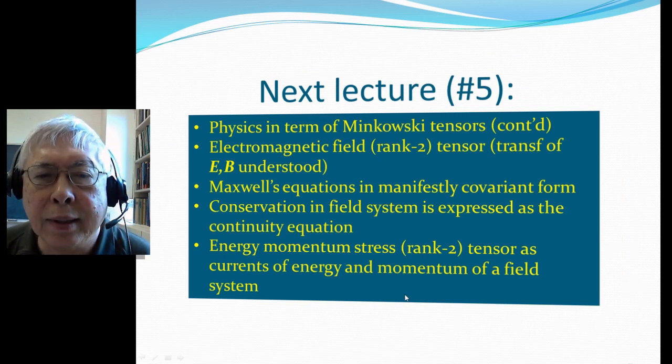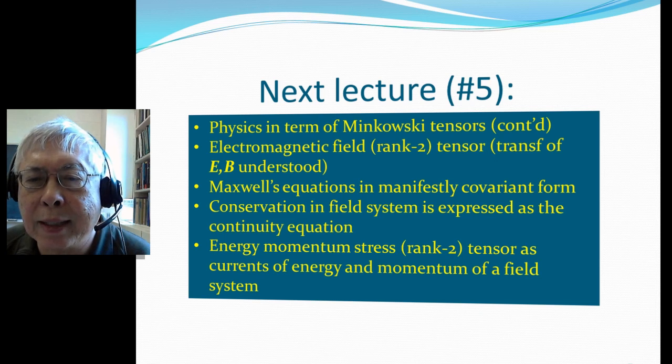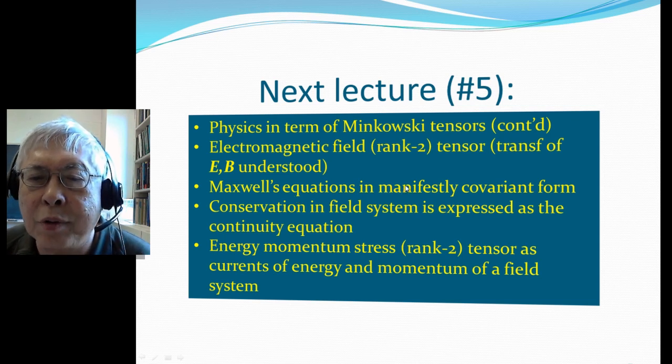So next lecture, lecture number 5, we continue to talk about physics in terms of Minkowski tensors. In particular, we're going to talk about the electromagnetic field, which turns out to be a tensor of rank 2. And once you realize that, the transformation we derived for the electric field and magnetic field can then be understood. They are not 4-vectors, they are actually 4-tensors of rank 2. Then also the Maxwell equations can be written in what we call manifestly covariant form, written in a way that makes it obvious that these equations are unchanged when you make a Lorentz transformation.